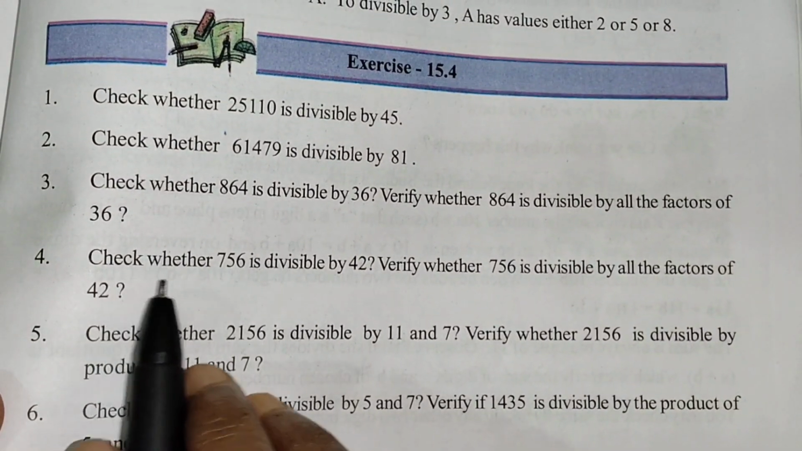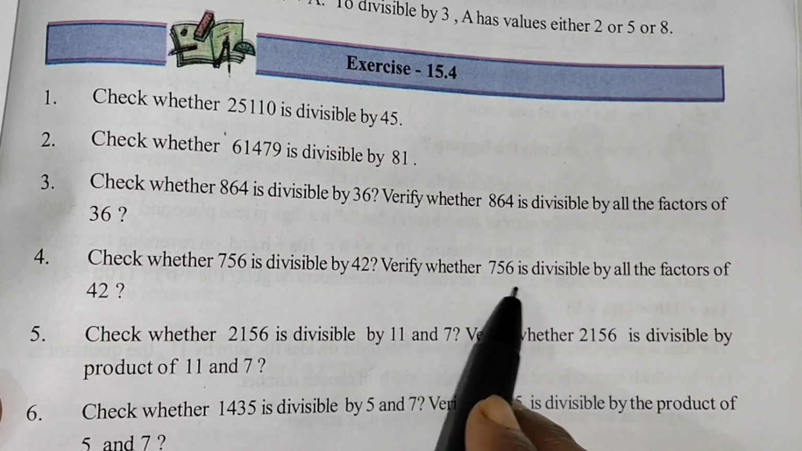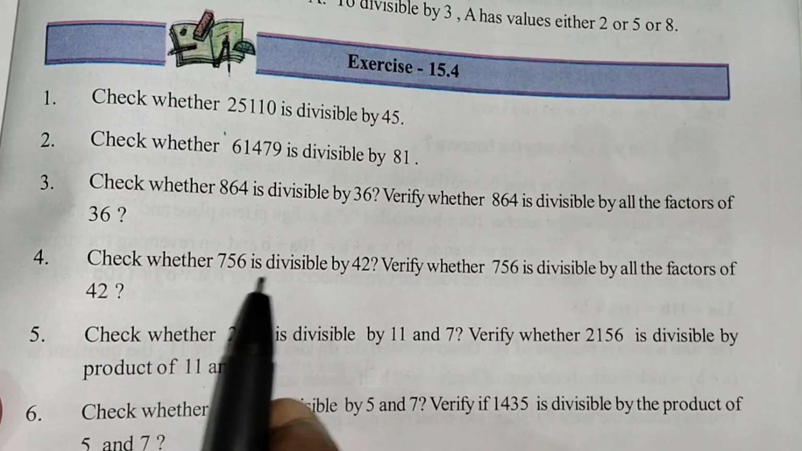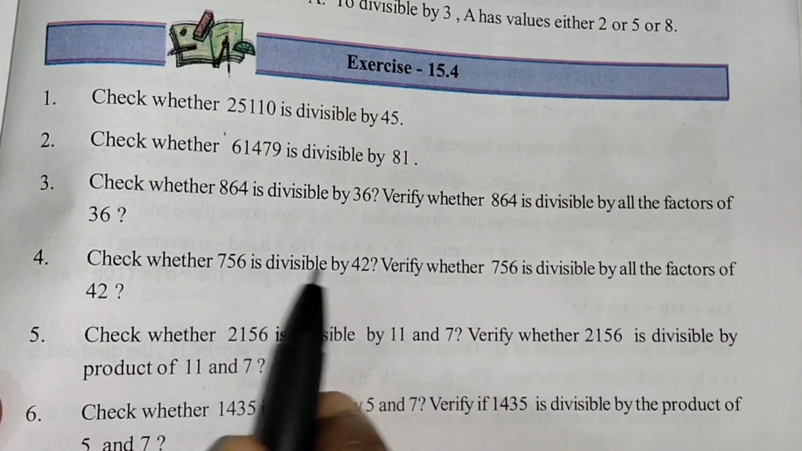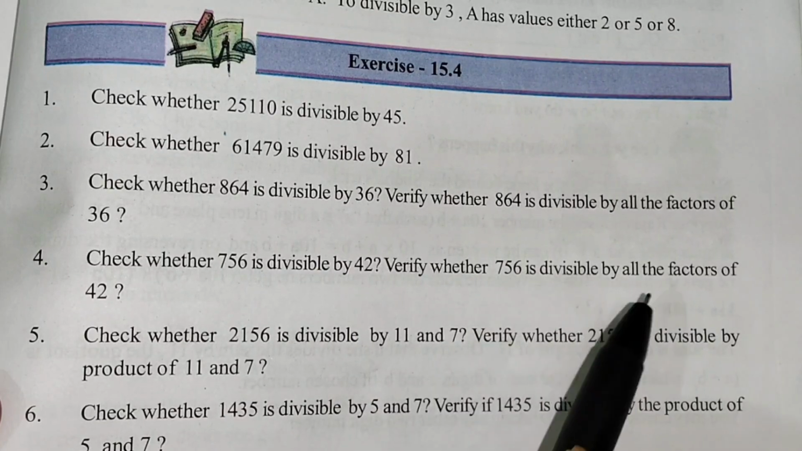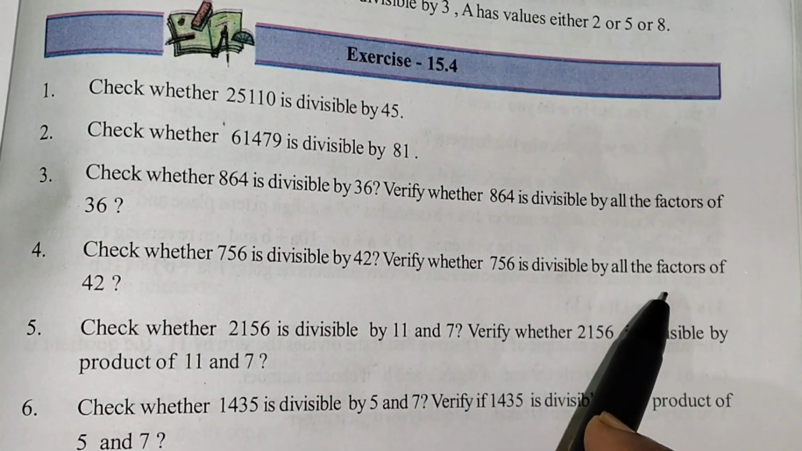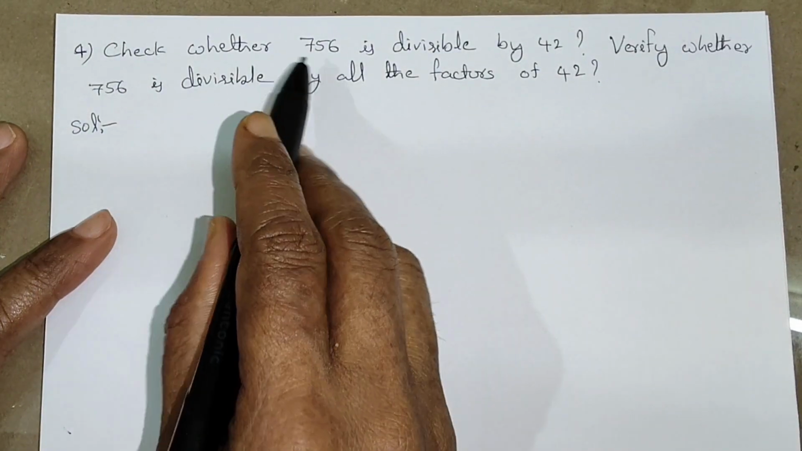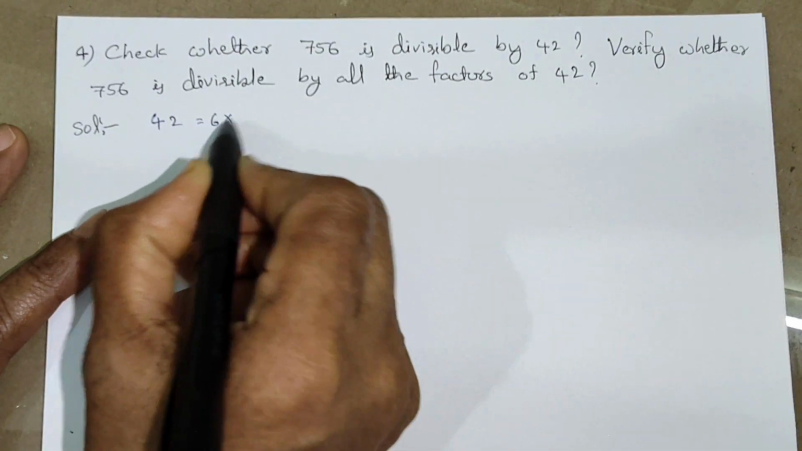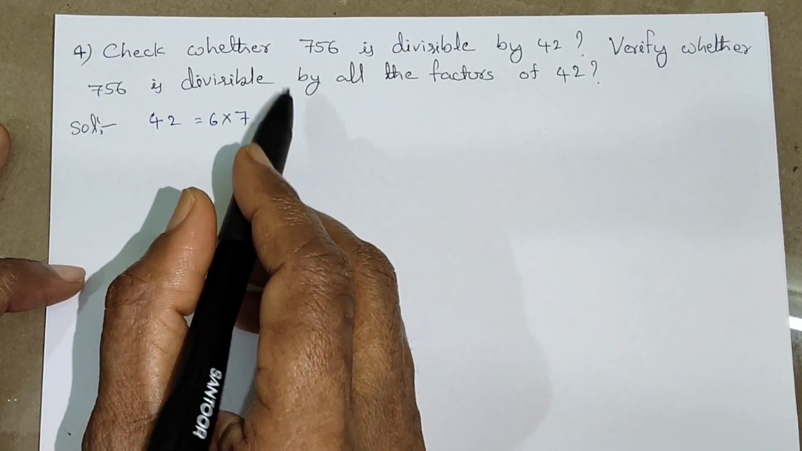Next, the fourth question: check whether 756 is divisible by 42. Verify whether 756 is divisible by all the factors of 42. First we check the number 42, whether this number is divisible by 42 or not. After that we write the factors and check them. The given number is 756. 42 equals 6 sevens, so first we check whether this number is divisible by 6 or not.